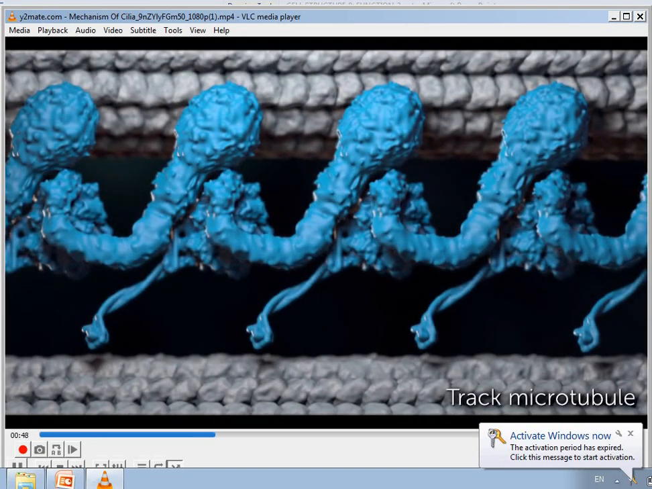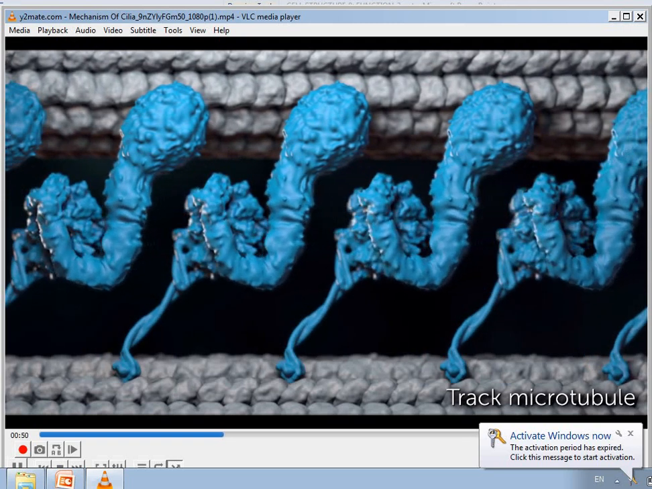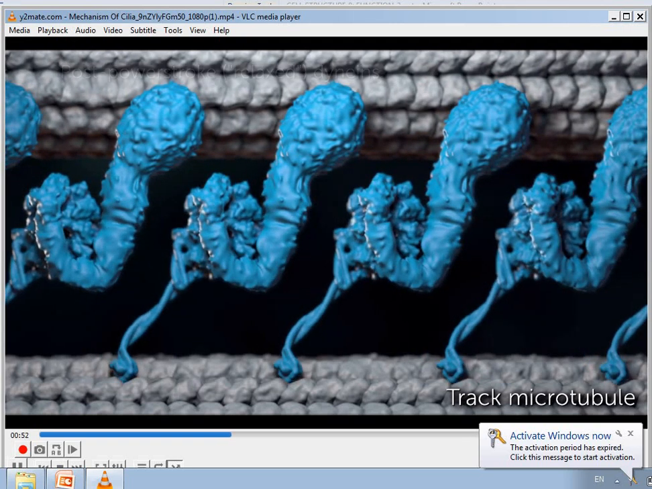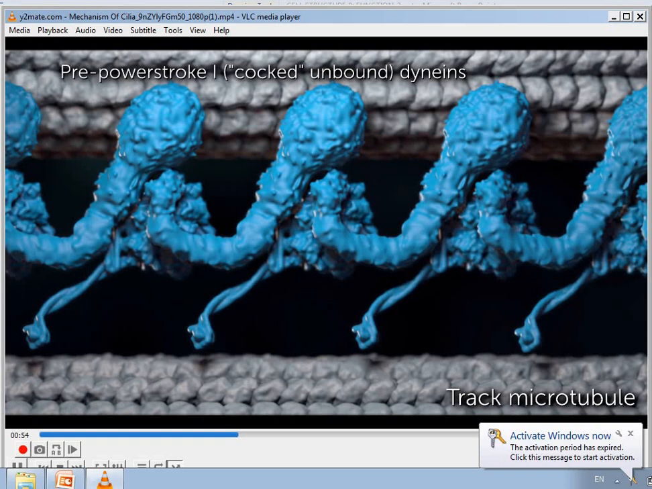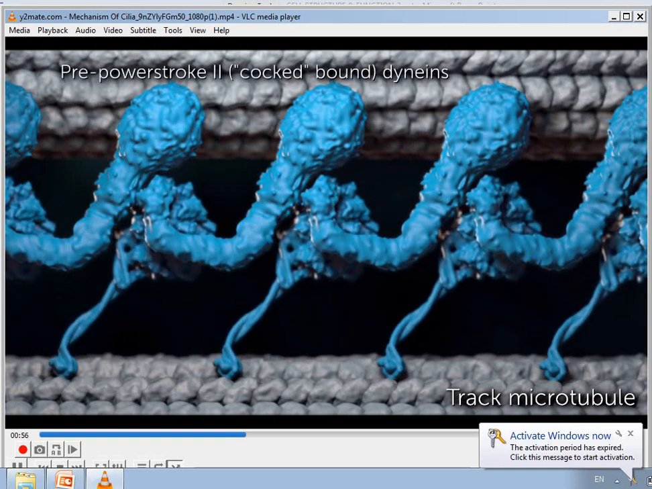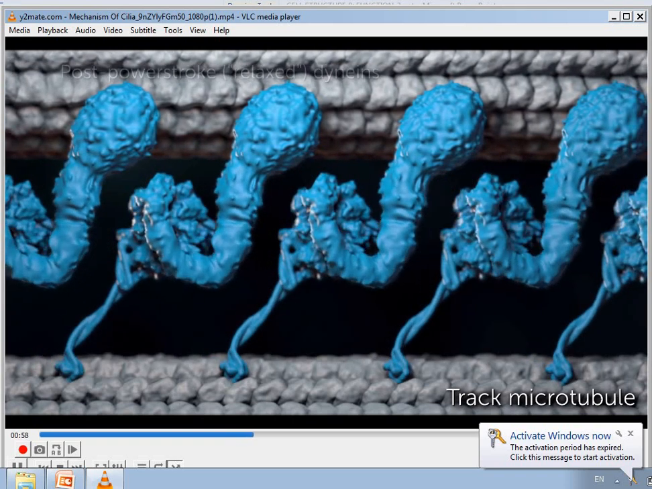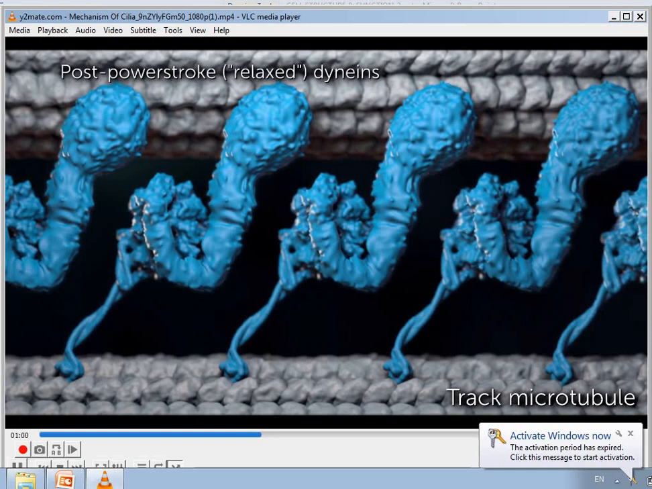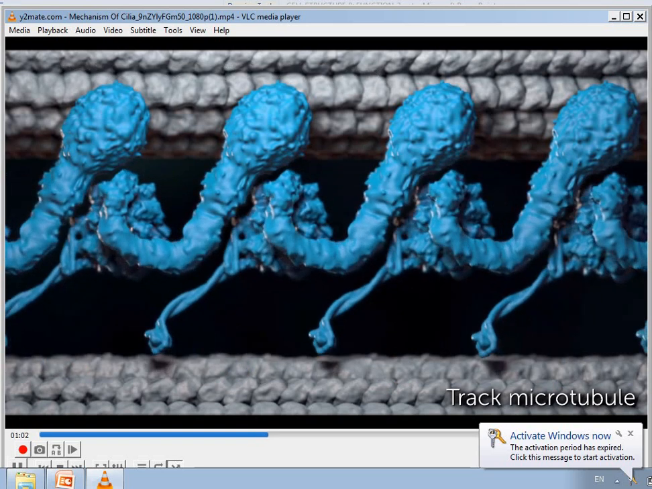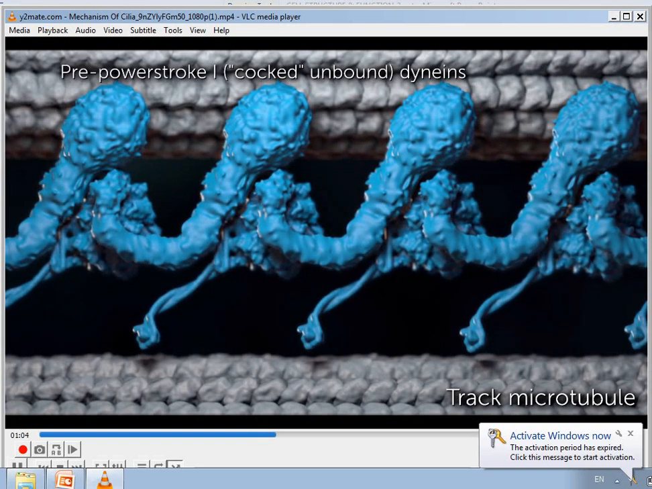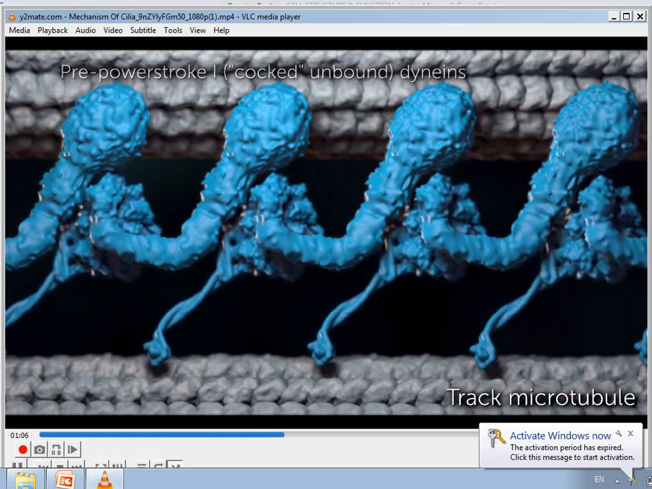Through classification, we identified several different functional states of the dyneins as they step along the microtubules. We demonstrate a detailed stepping mechanism. From the relaxed post-power stroke state, the dyneins release from the microtubule, swing forward, and rebind to the microtubule. During the power stroke, the cargo is pulled forward by the action of dynein. As long as ATP is present, dyneins continue to walk along the microtubule.